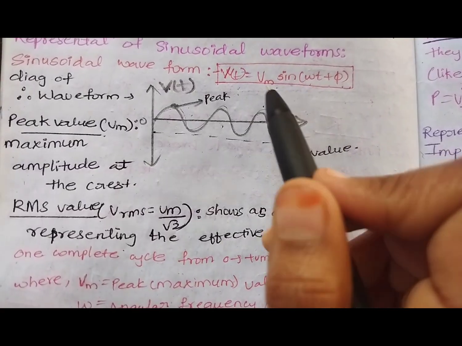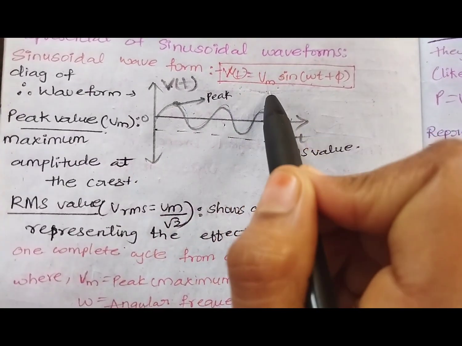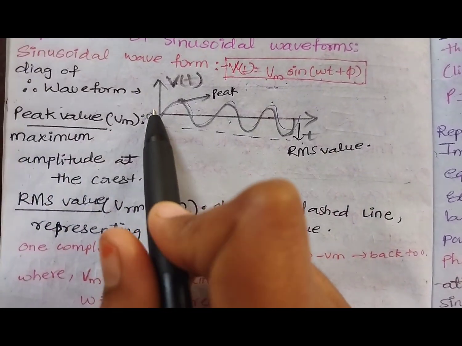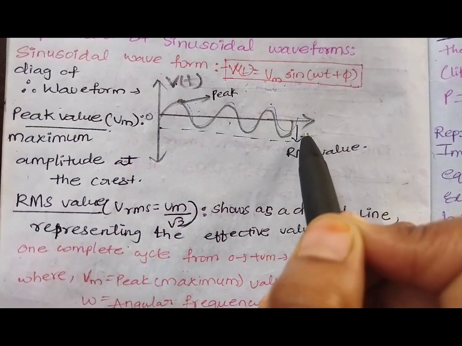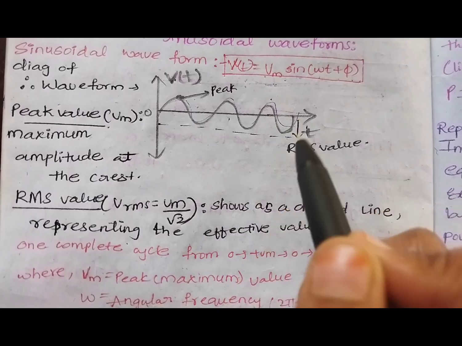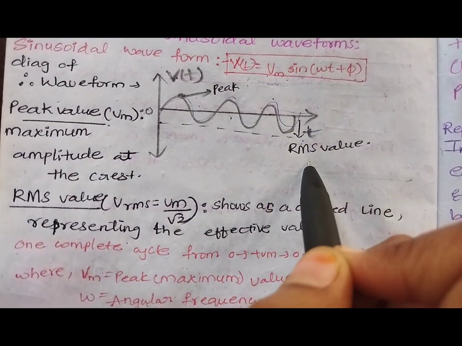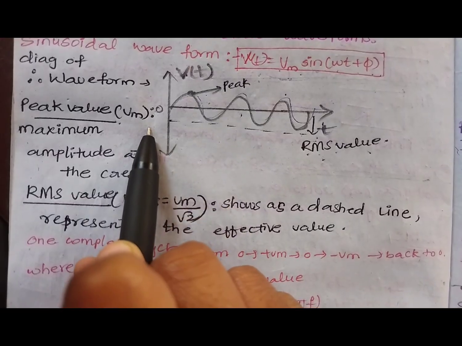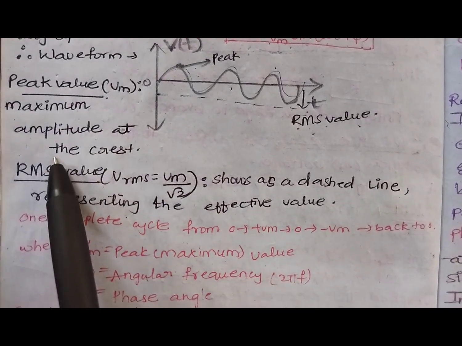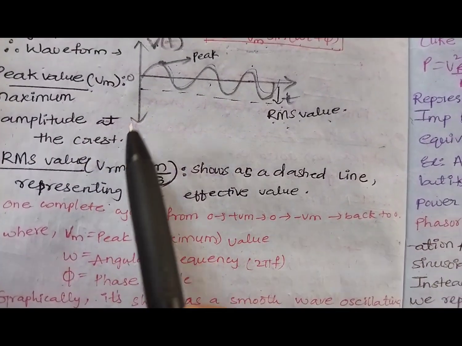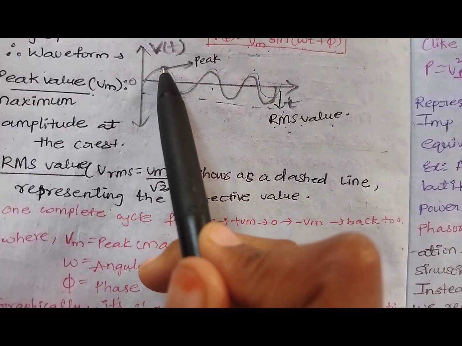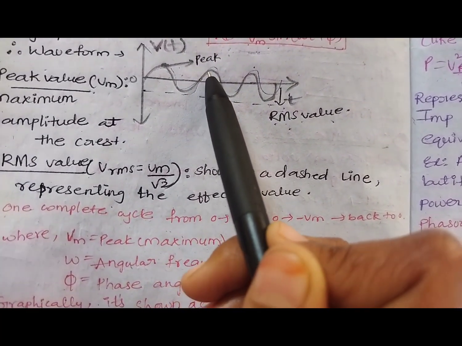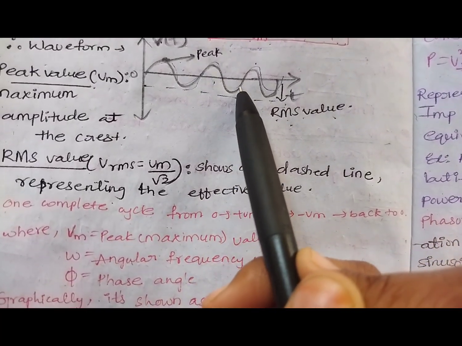These are two angles. Vm is the maximum point for voltage. In the diagram of the waveform, V(t) is on the vertical axis and time is represented horizontally. This is the RMS value, root mean square value. Peak value is represented with Vm, the maximum point, the amplitude at the crest. This is the peak, the highest point, then it decreases, and after it is again a peak point, the crest.